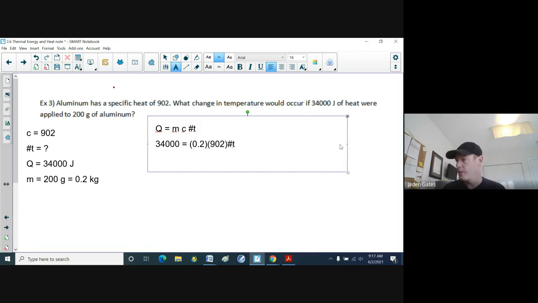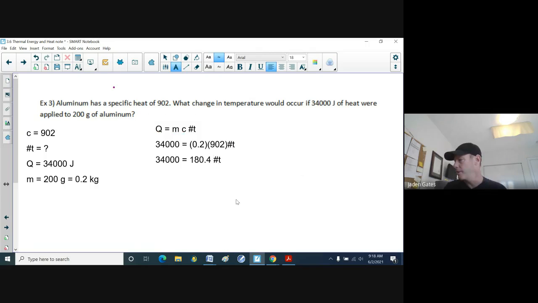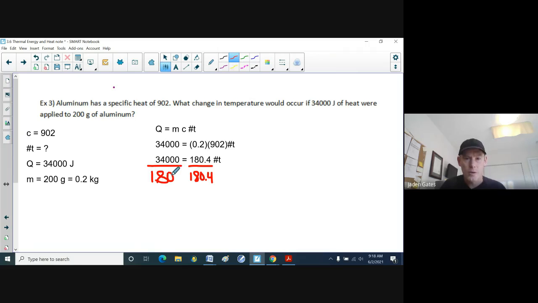All right, so just working through the math here, 34,000 on the left. 0.2 times 902, going to two decimal places, is 180.4 times delta T. Separate that up a little bit. Then, to get delta T by itself, I'm just going to divide both sides by 180.4. And so those divide each other out.